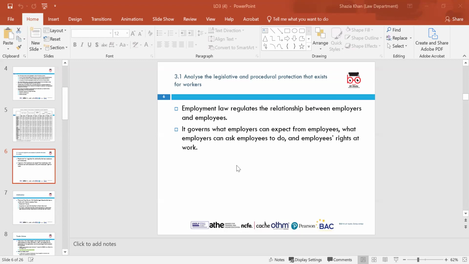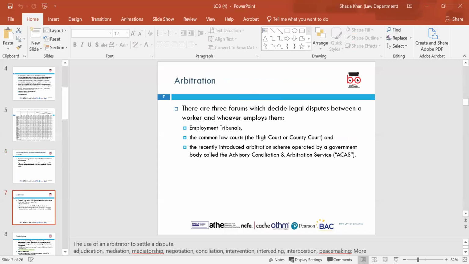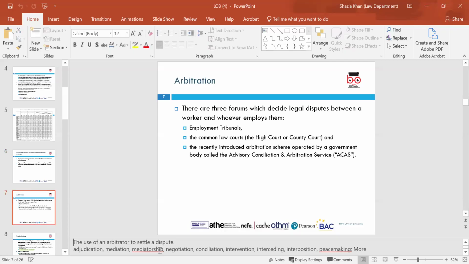Employment law regulates the relationship between employees and employers. As we stated earlier, it governs what employees expect from their employers and what employers expect from their employees. The use of arbitration is really important in settling any sort of dispute. They also have mediation, negotiations, and reconciliation. The whole point of arbitration is that it is there to solve any sort of dispute.